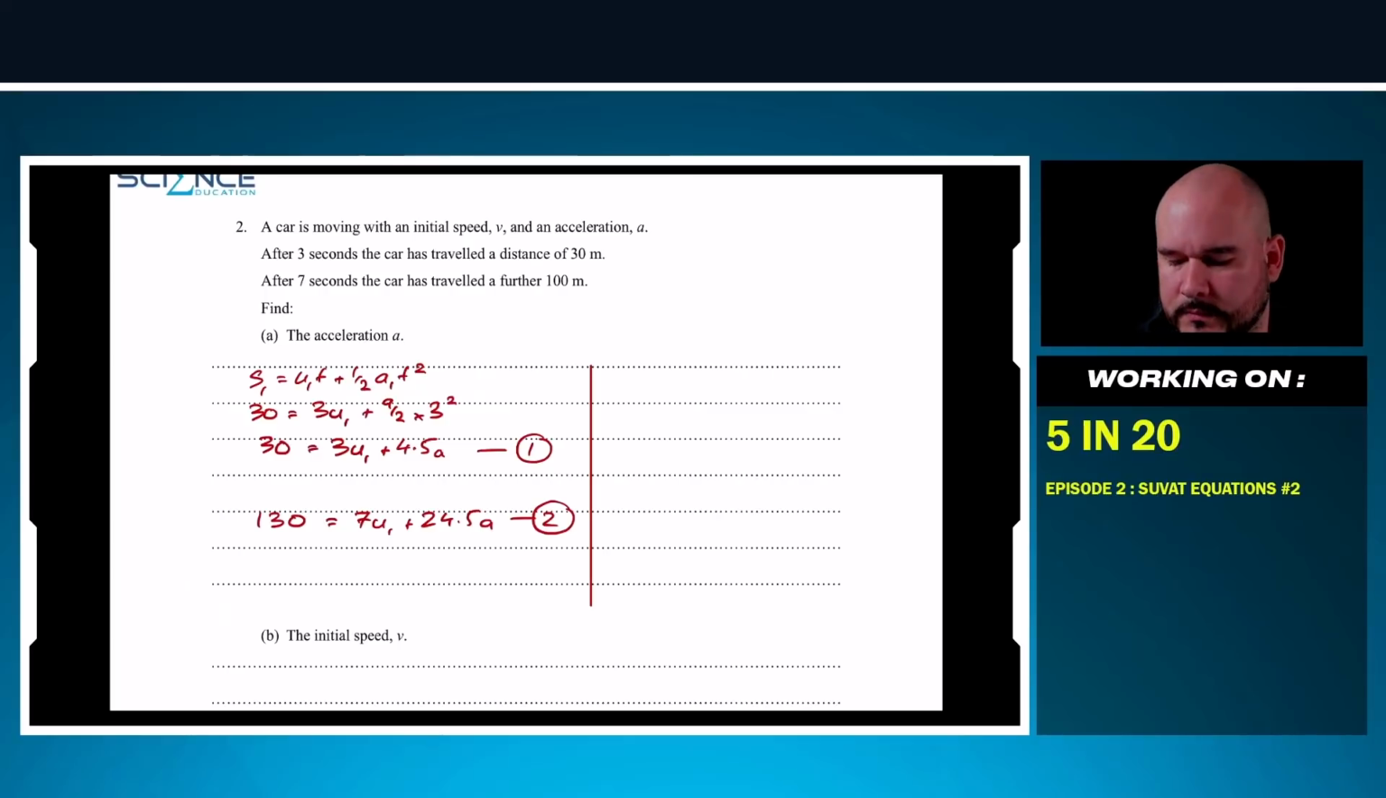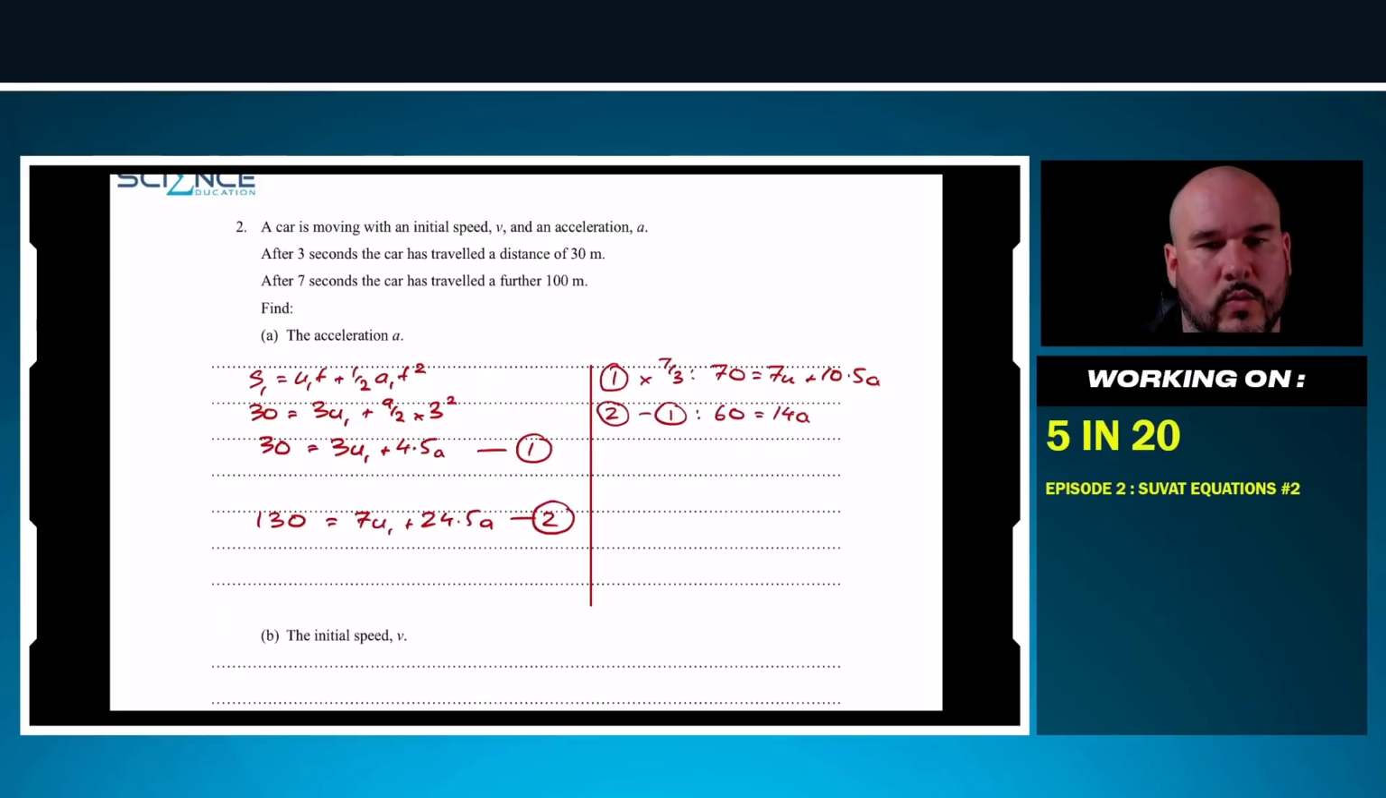All right, so we're going to multiply equation 1 by 7 on 3. That's going to give us 70 = 7u + 10.5a. In equation 2, I've got 130 = 7u + 24.5a. And quite easily, because they've both got the same coefficient for u, I can just subtract them from each other. The u's disappear, and I end up with 60 = 14a, therefore a is 4.3 m/s².